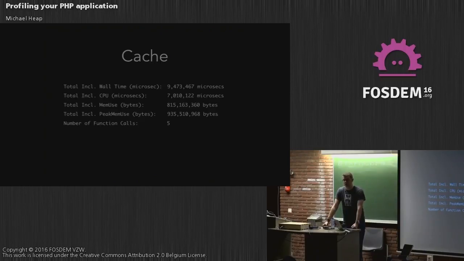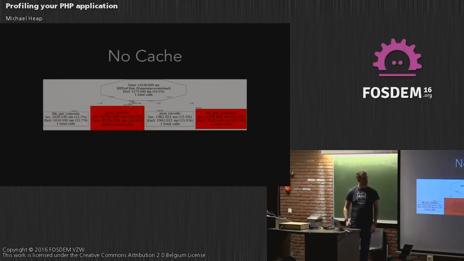This is a summary. It's telling me what microtime showed. It is taking longer overall. But where is that time actually going? Is it going into JSON decode? Is it going into file get contents? XHProf can tell us that as well.